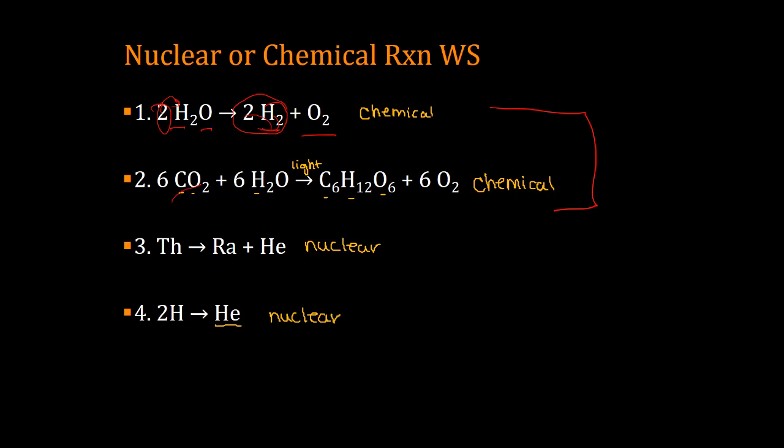But again, carbon goes in, carbon comes out. Oxygen goes in, oxygen comes out. Hydrogen goes in, hydrogen comes out. So that's the arrow, right? In a chemical or a nuclear reaction, starting things are on the left side, ending things are on the right side. Thorium goes in, radium and helium come out. That's a nuclear reaction. We have an element we didn't have before. Hydrogen goes in, helium comes out. Again, nuclear reaction. We had an element we did not have before.